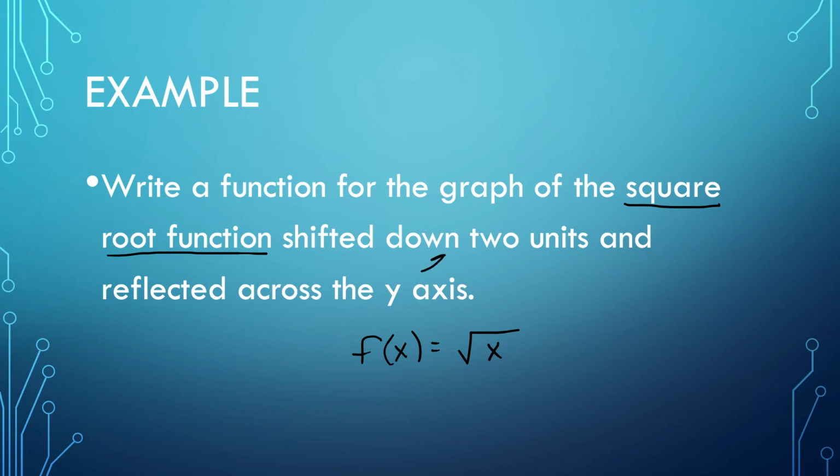The first transformation is to move the graph down 2 units. So remember that to move up or down, we'll add or subtract a number on the end of the function. So since we want to go down 2, I'm going to do -2 on the end. And then the other transformation is we want to reflect across the y-axis. Remember, reflecting across the y-axis is a replacement of the x with a negative x. And so we now have our equation f of x is equal to the square root of -x, minus 2.